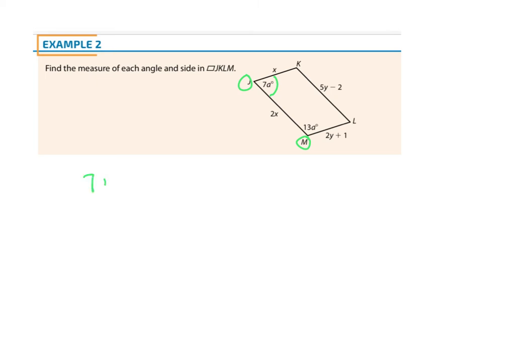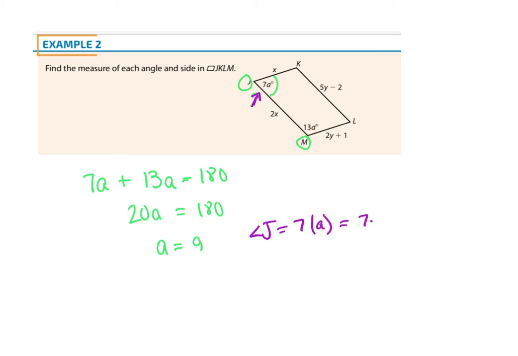So I can solve for the angle measure by saying, well, 7A plus 13A should equal 180. And so I'm just going to solve, right? And I'm going to get that A equals 9. Now they specifically want the measure here, so I'm not actually done. I found out my variable, but I need to know my measure, so I'm going to plug it in. If I want to find out what angle J is, angle J is 7 times A. So that's going to be 7 times 9. I'm going to get 63.